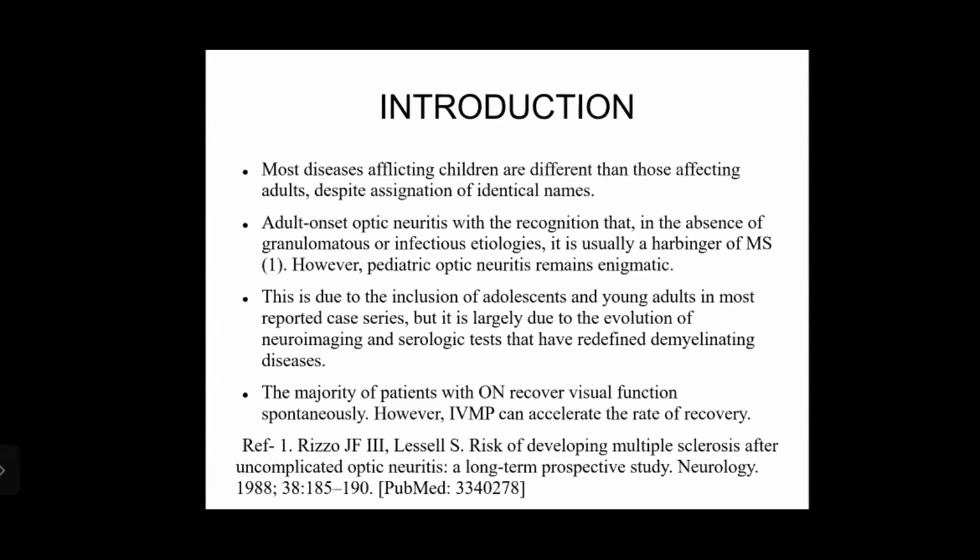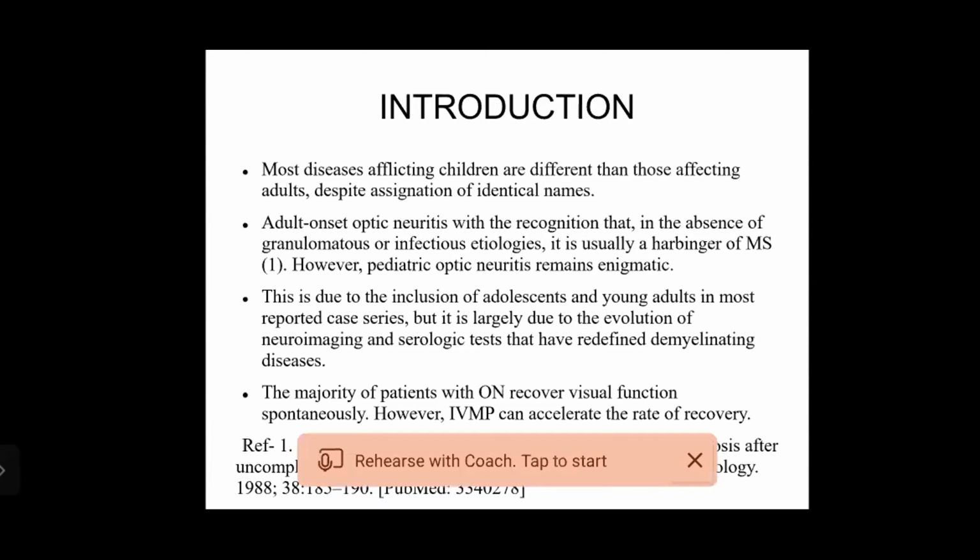Adult onset optic neuritis, with recognition that in the absence of granulomatous or infectious etiologies, is usually a harbinger of multiple sclerosis. However, pediatric optic neuritis remains enigmatic. This is due to the inclusion of adolescents and young adults in most of the reported case series, but it is largely due to the evolution of neuroimaging and serological tests, which have redefined the demyelinating diseases.